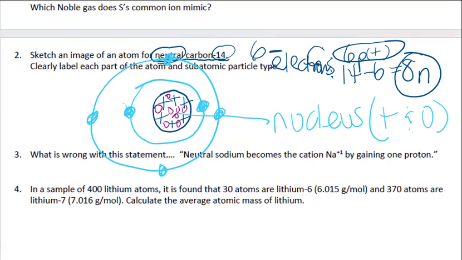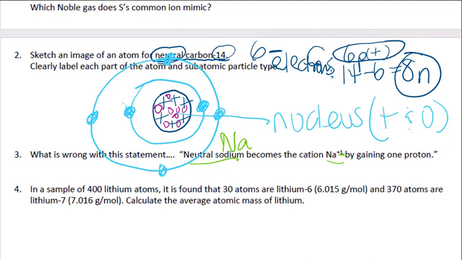Let's move on to this next question. It says, what's wrong with this statement? Neutral sodium becomes the cation Na+ by gaining a proton. Well, while it might seem by going Na to Na plus 1, you might think, oh yeah, let's gain a proton to become +1. But if I gain a proton, I completely change what element we're looking at.